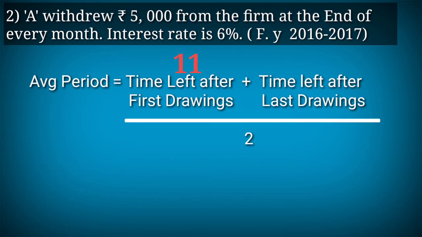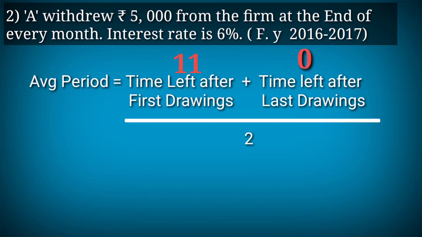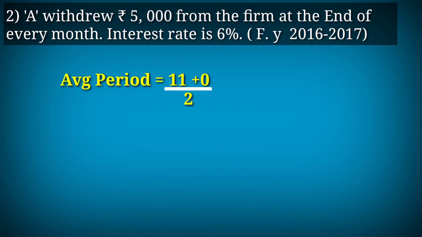Number of months left after last drawings: here the last drawings is made on 31st March. So there is no months left after the last drawing. So that is 0. Then we can calculate average period as 11 plus 0 divided by 2. That's equal to 5.5 months.